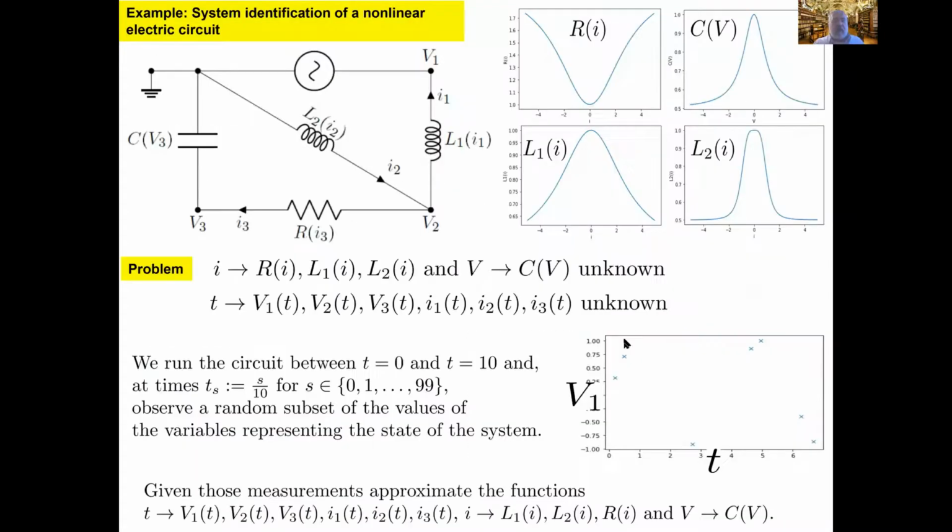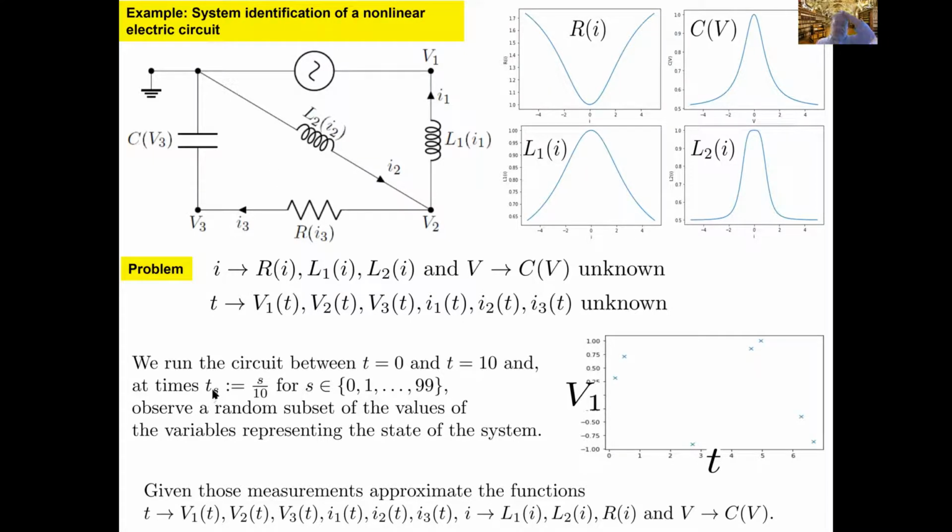So our next problem concerns the identification of the digital twin or surrogate model of this electric circuit whose RLC components are assumed to be unknown and nonlinear. We also assume that all the voltages and all the currents in the circuit are unknown functions of time.